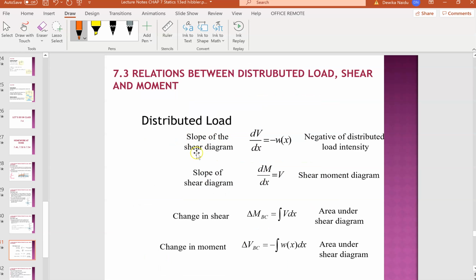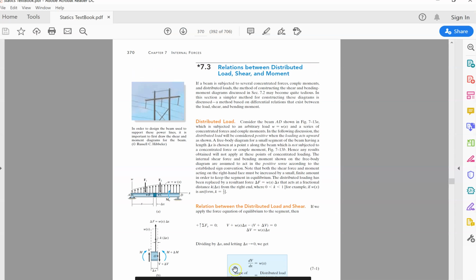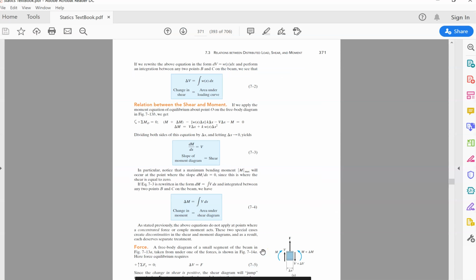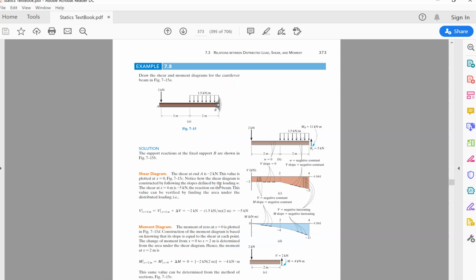So the slope of shear is equal to the distributed loading. The slope of the shear diagram is the negative of the distributed load intensity. The slope of the moment diagram is the shear. The change in shear is the area under the loading curve, and the change in moment is the area under the shear diagram. I know it sounds very confusing, but let me go through the boxes with you. Can you see this blue box in your textbook? Then there's another box, and another box. We have a total of 4 formulas in the textbook. I'm going to explain them shortly.